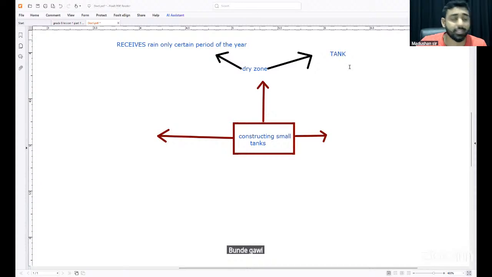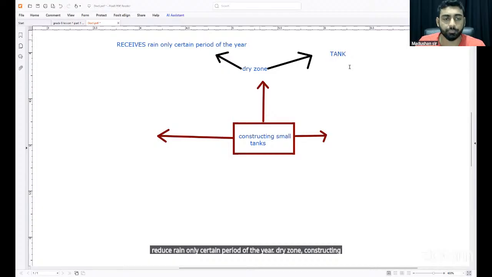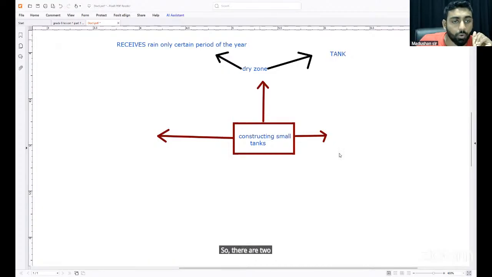Receives rain only certain period of the year. Dry zone constructing tanks. So there were two types of tanks. We call them small tanks. Let's see what is the technology the ancient people used to construct tanks.